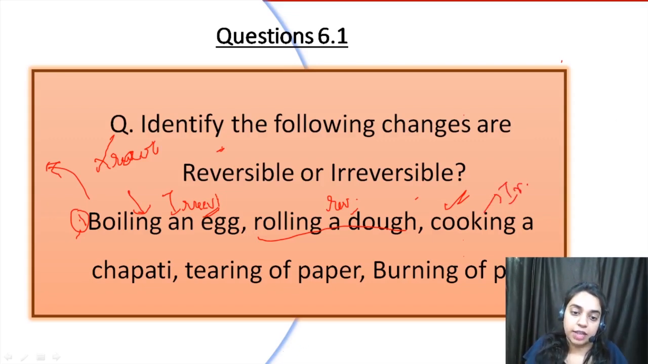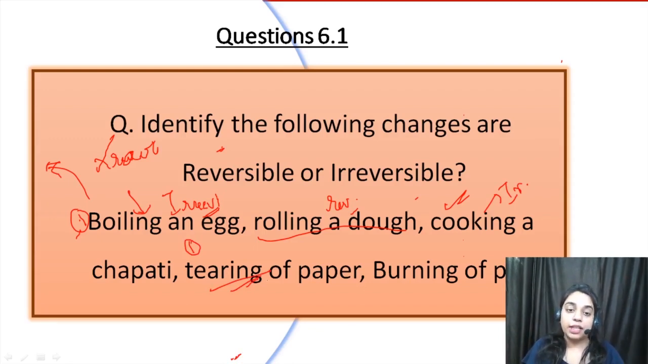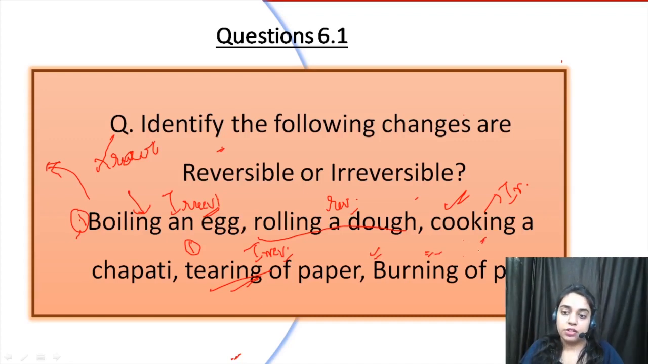Next is tearing of paper. After tearing the paper, can you get the initial paper back? No, you cannot get it back, so again this will be an irreversible change. Then you have burning of paper, and we have discussed that after burning a paper you can't get the paper back because new substances are formed, ashes and smoke will be formed, but you cannot get the initial paper back. So this is also an irreversible change.